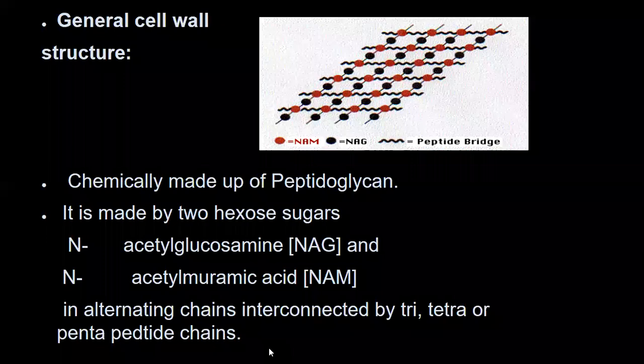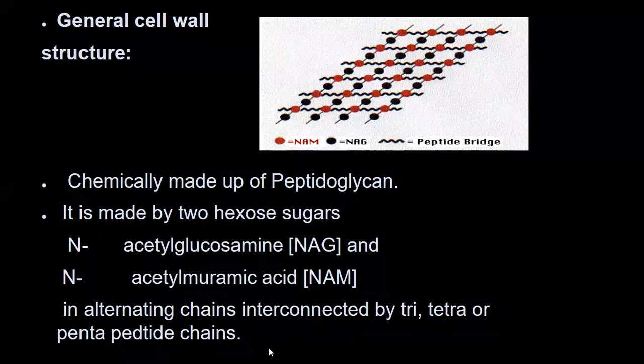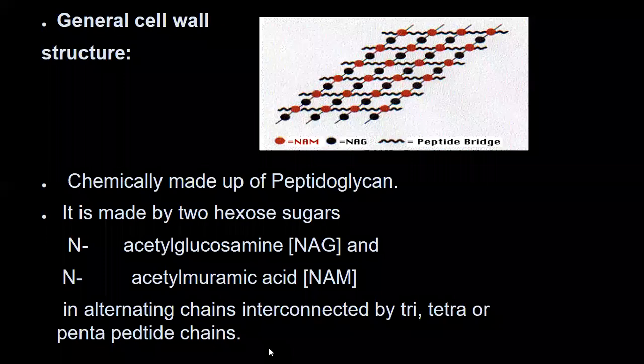This is the chemical structure of the cell wall. Chemically, it is the part of the cell, which is the peptidoglycan. It is made up of two hexyl sugars, N-acetylglucosamine, which is NAG, and N-acetylmuramic acid. It is a cross-linked, interconnected peptide chain. It's like a wire, but it's cross-linked.